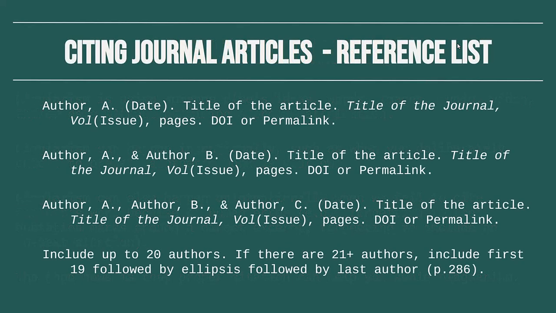In this course, you'll be using APA citation style. So let's go through the basic citation format for your reference list. First, we have the author's last name, followed by a comma, followed by the author's first initial, followed by a period. The year in which the article was published is contained in parentheses and followed by a period.